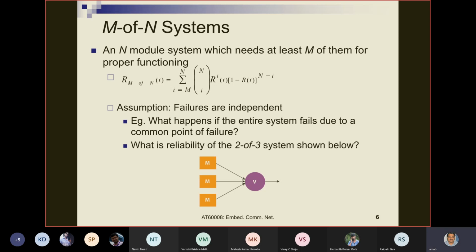Now, by the way, just one question. Can you just tell me that we are doing so much of calculations on these reliabilities? How do you at all calculate the reliability of a component? What could be the mechanism of determining the reliability of a component? We said reliability is the probability that the system is functioning correctly from the beginning of its lifetime till now.